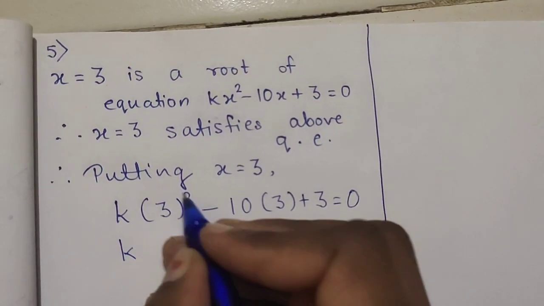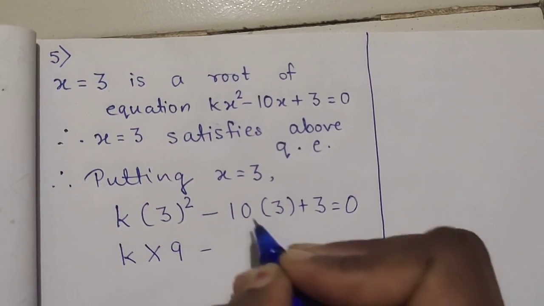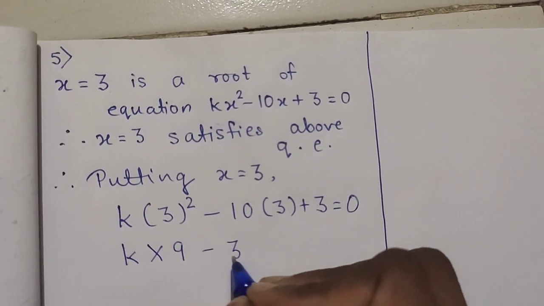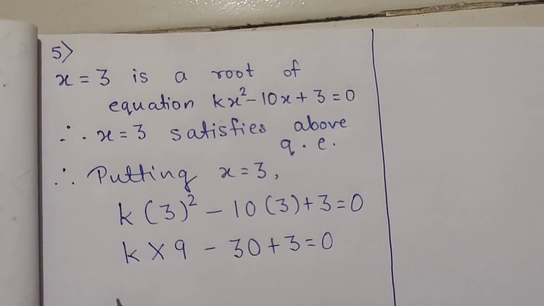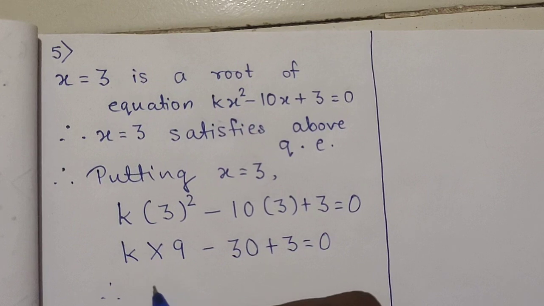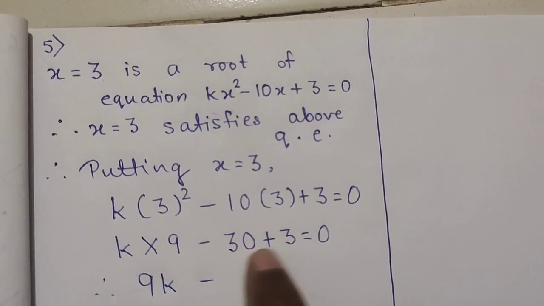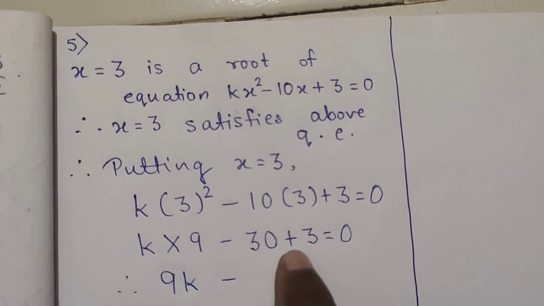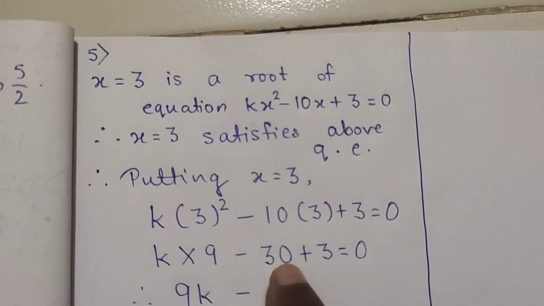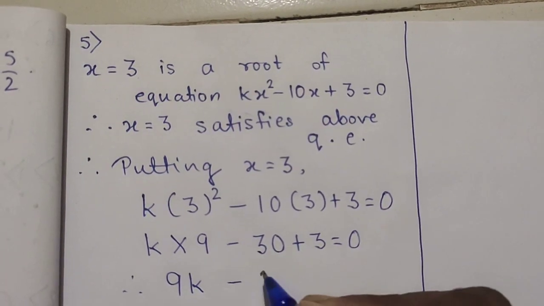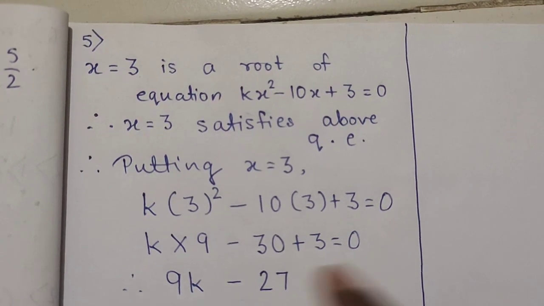Now see, this is k. Now what is square of 3? 9. So k into 9 minus what is 10 3s are 30 plus 3 is equal to 0. Now this is 9k minus, now see, this is not 30 plus 3, this is minus 30 plus 3. So this is negative, this is positive. So subtract. 30 minus 3 is what? 27. And your bigger number is negative, so your answer is negative.